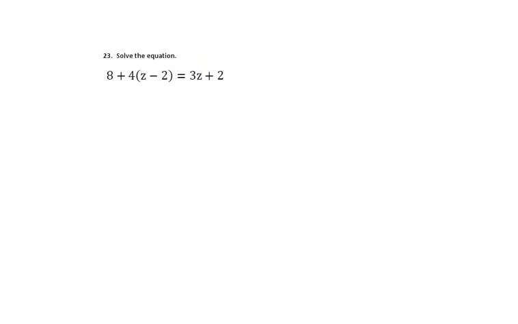Alright, let's take a look at 23. I see parentheses, and the first step with parentheses is distributing. So 4 times z is positive 4z, and 4 times negative 2 is negative 8. I will bring down the 8, and it's still equal to 3z plus 2.